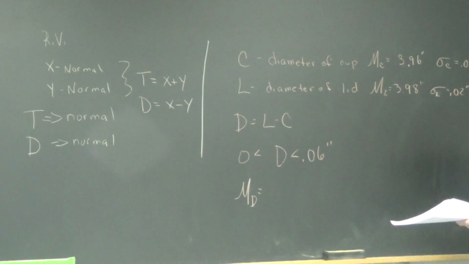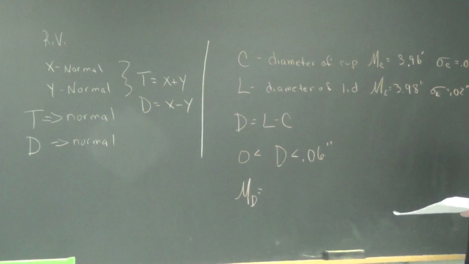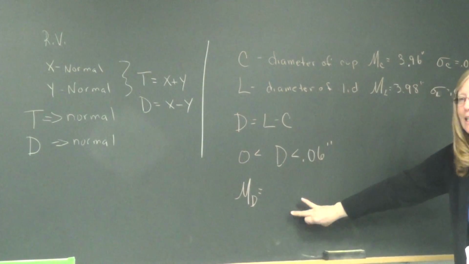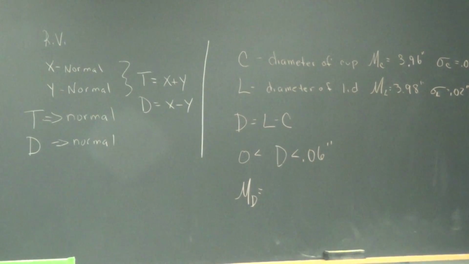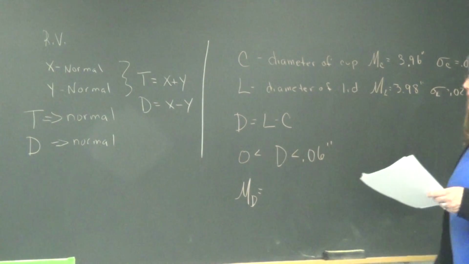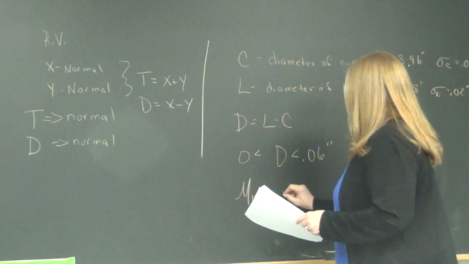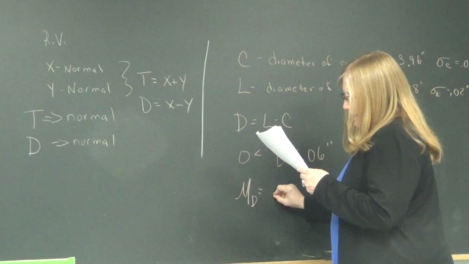What do I do with these numbers up here to get this number here? You take the mean of C, which is 3.96, and then subtract from that 3.98. So what do we get? 0.02. Negative 0.02. Is it negative?